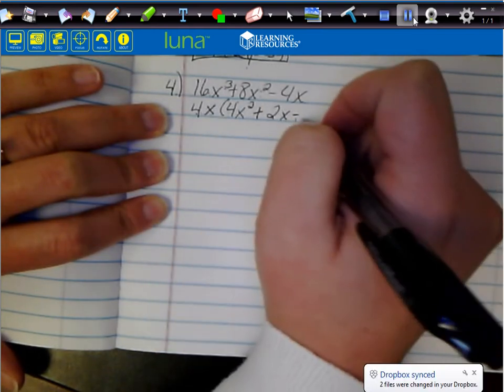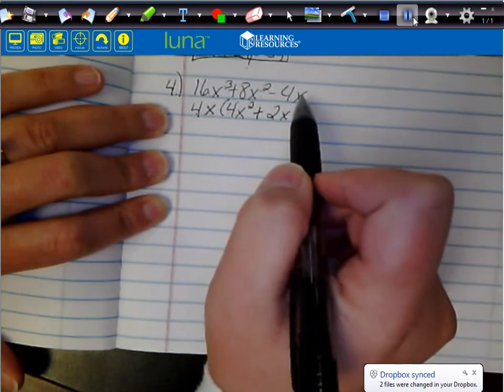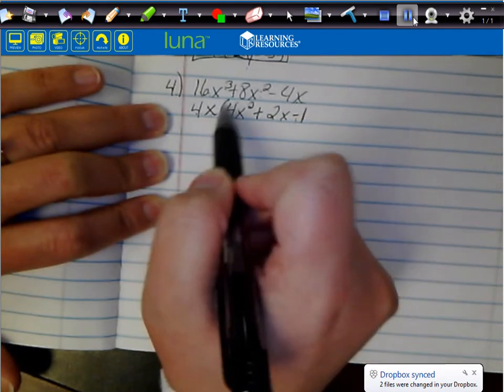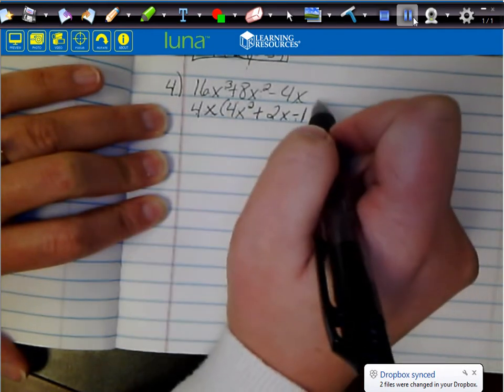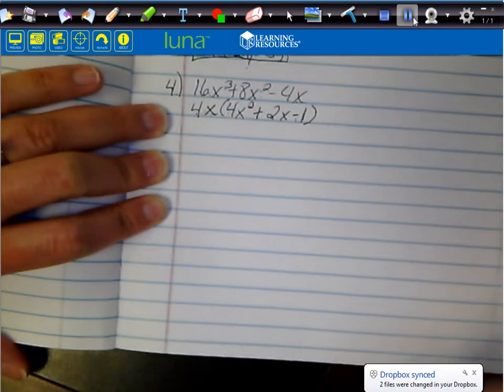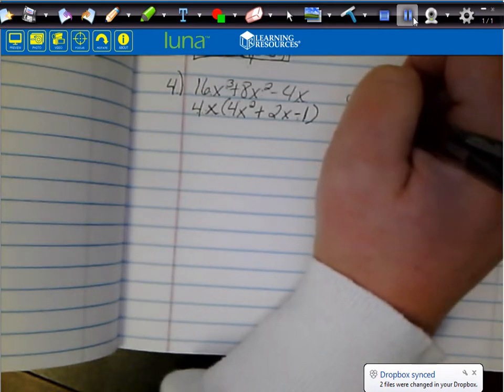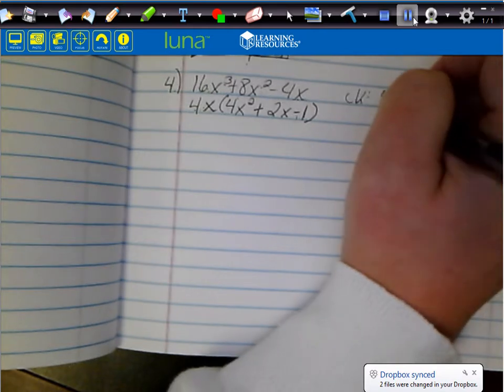Minus 4 divided by 4 is 1. Now I have to be careful here. I have an x, but I took out an x. So I had 1 x, I took 1 x out, so I don't have any x's left here, so I'm just going to close my parentheses. So I just took out the GCF of 4x out of 16x to the third plus 8x squared minus 4x. We're going to go back and check this.